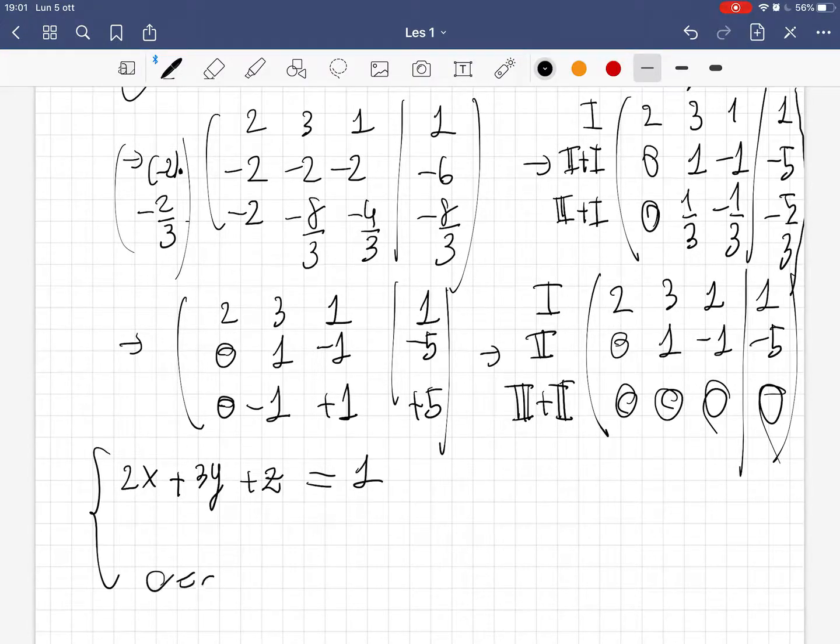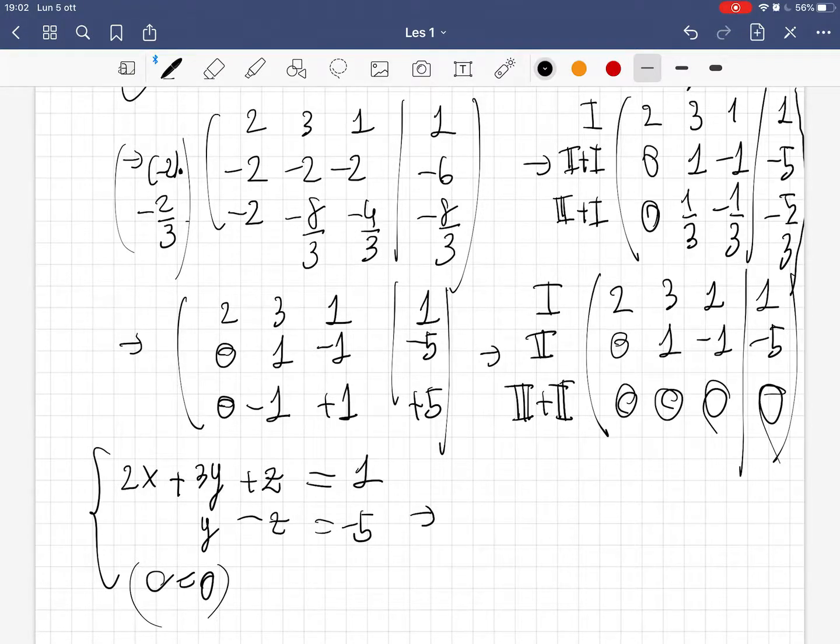So you get this. This is 0 equal to 0, and this is true. This is kind of a void condition. This is always verified. Of course, if here we had something different from 0, then we would have known that the system had no solutions. But in that case, it's different. So we just go on, and this is redundant. We don't even have to write it again anymore. y minus z equals minus 5.